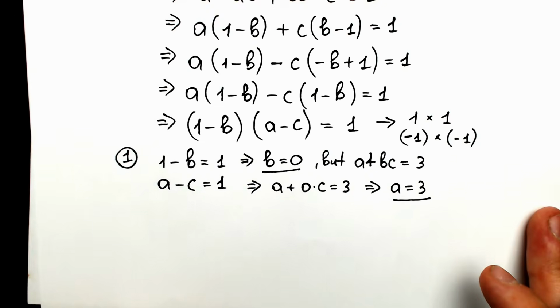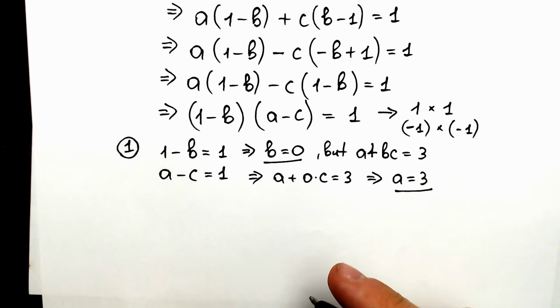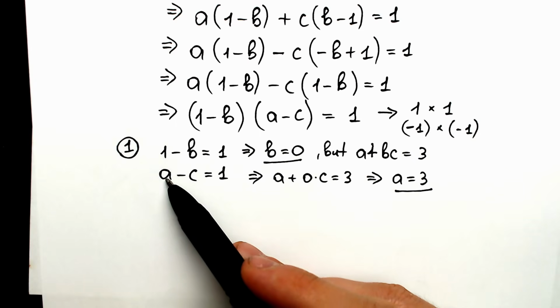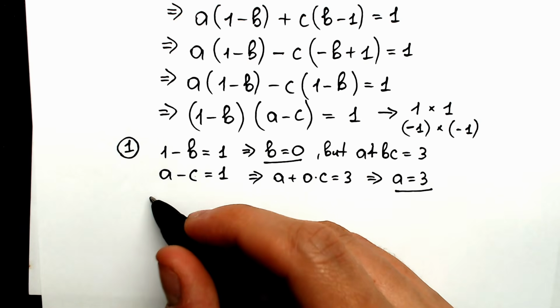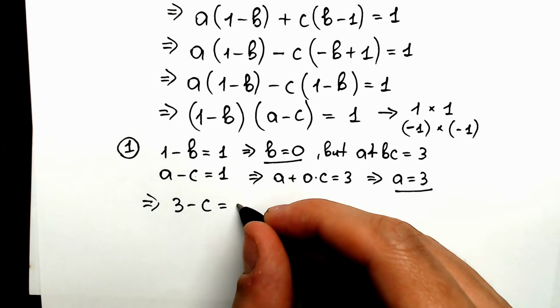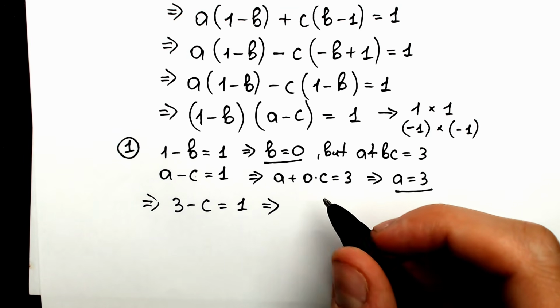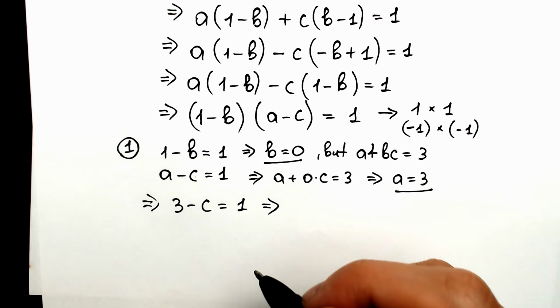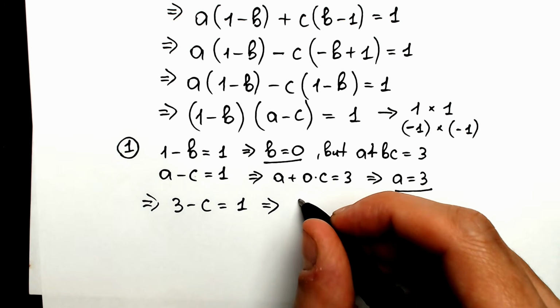So that's why we need to solve for c, for example. How can we solve this part for c? For example, right here, A minus C equal to 1. So we know that A equal to 3. So 3 minus C is equal to 1, so C equal to 2.